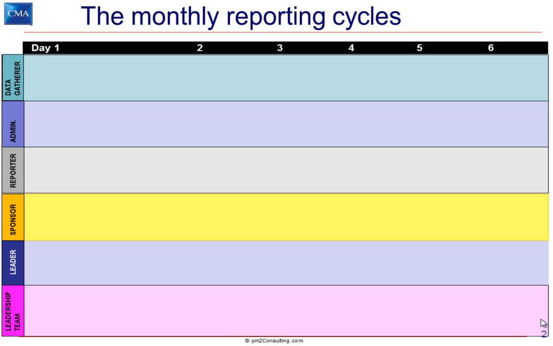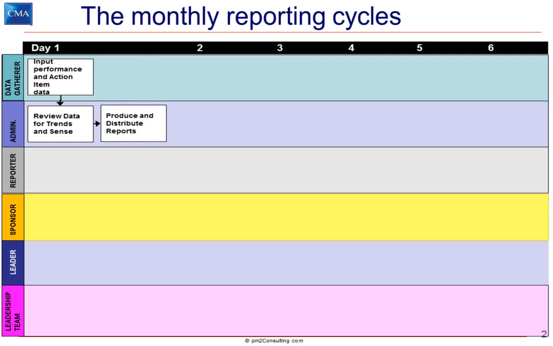Let's take a look. Overall, I'm going to describe this in terms of sort of 6 groups of people. The data gatherer, whoever is being the administrator of this overall system, the reporter, sponsor, the overall leader of the area, and then the leadership team. So of course it begins with the data gatherer who's going to input the performance and action data into whatever system you're using. Now, the administrator should probably review the data to make sure it's reasonable, same units of measure, do the trends make sense, and so forth.